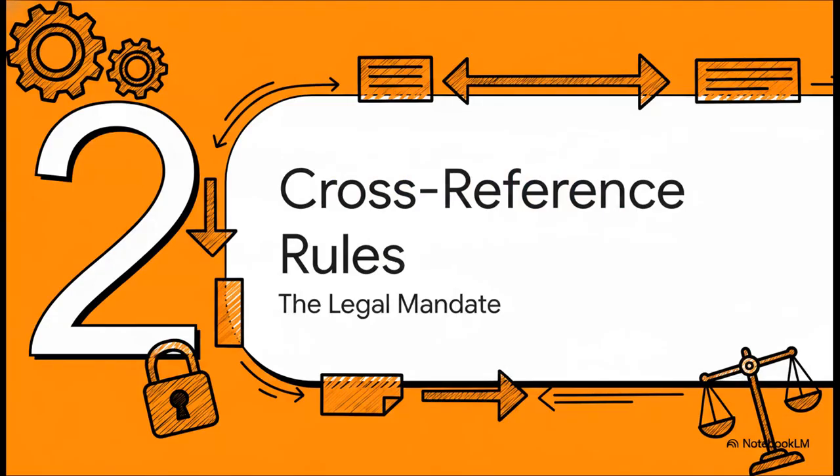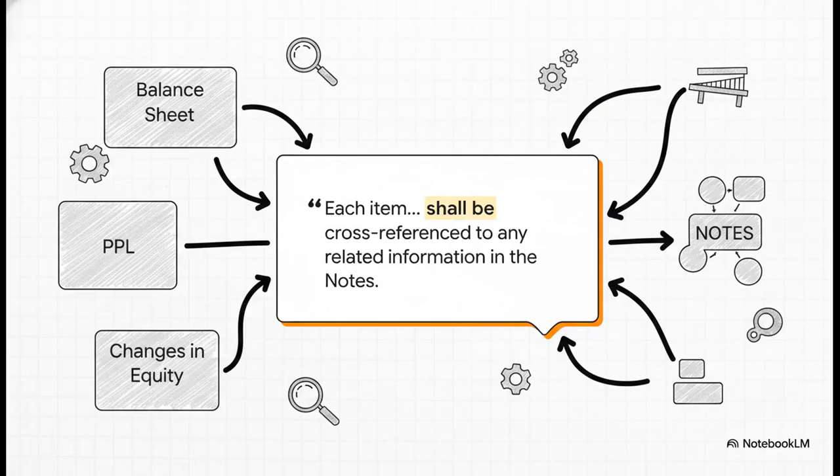Section 2. The rules of cross-referencing. So, this brilliantly illustrates the absolute mandate laid out by the law itself. This right here is Clause 4.2.2 of the General Instructions for Preparation of Financial Statements under Division 3 of Schedule 3 to the Companies Act 2013. And it clearly says, each item on the face of the balance sheet, statement of changes in equity, and statement of profit and loss shall be cross-referenced to any related information in the notes. Notice how it doesn't say you should do this if you just happen to have the time. No, it is a hard shout.